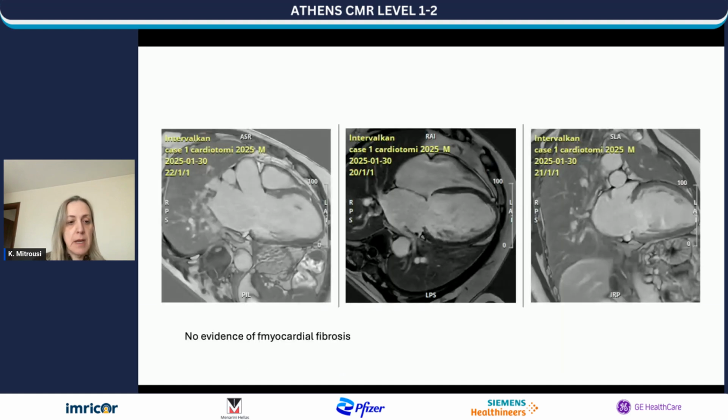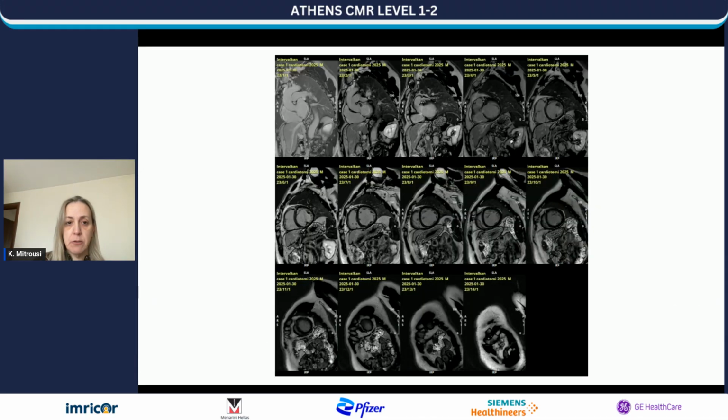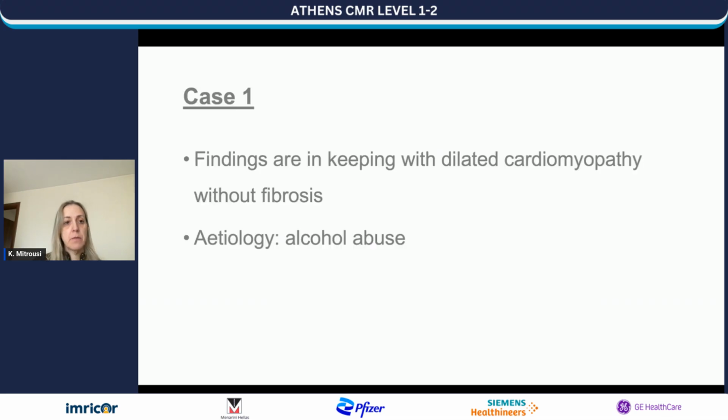After providing gadolinium, as you can see, there is no evidence of myocardial fibrosis. And this is the late gadolinium enhancement stack. So the findings are in keeping with dilated cardiomyopathy without evidence of fibrosis, and the most likely etiology is alcohol abuse.